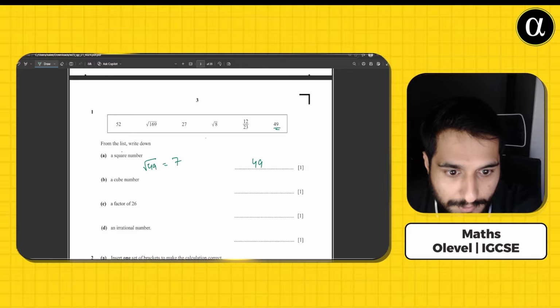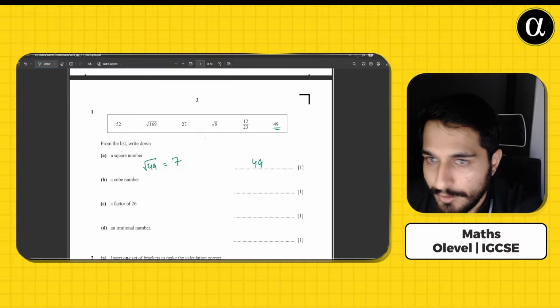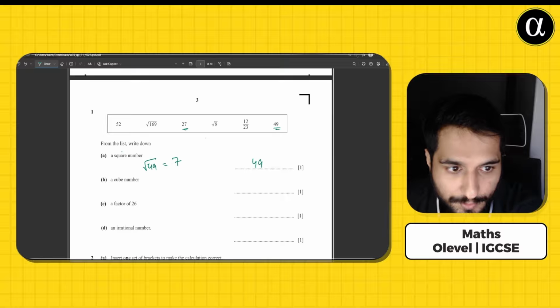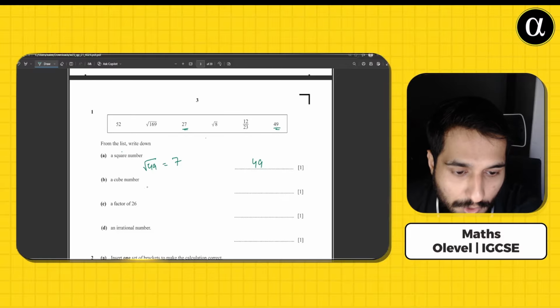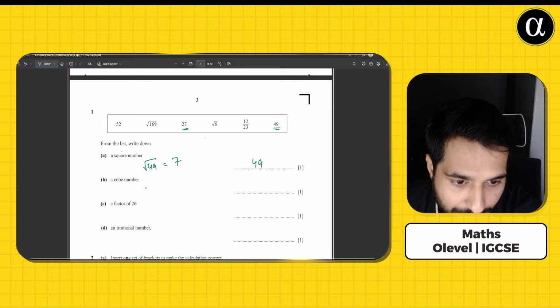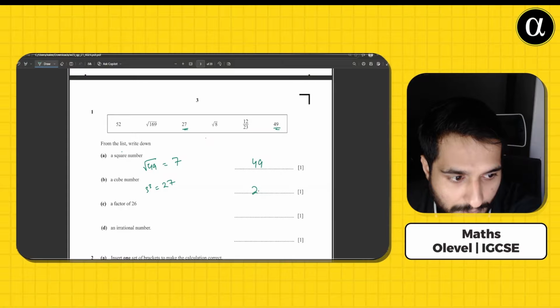We need to write a cube number. The same logic: when you apply a cube root on any specific number, it should give you a perfect integer. So we know 27 is a cube of 3, so 3 cubed gives us 27. Hence 27 is a cube number.